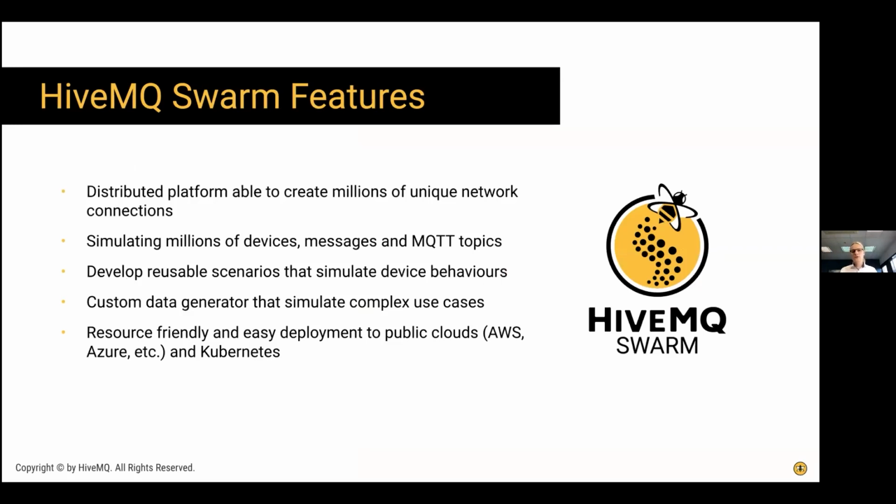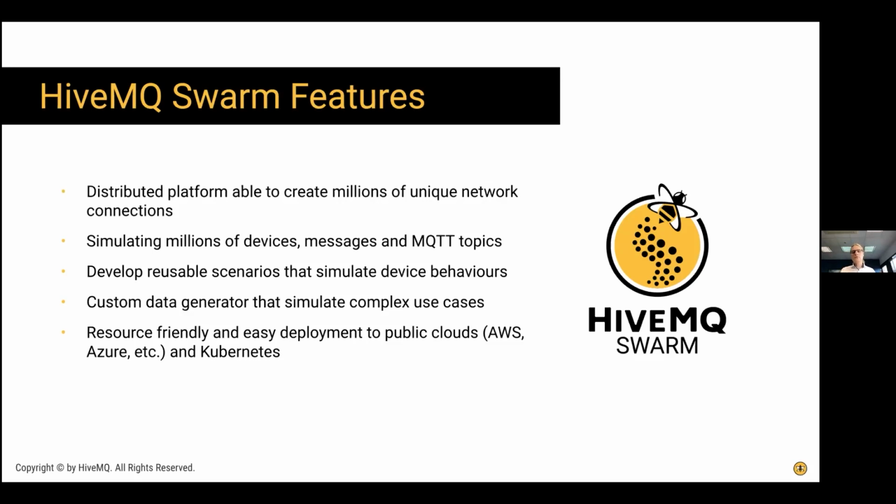your whole MQTT infrastructure. HiveMQ Swarm is a very powerful distributed platform that allows you to create millions of unique network connections for MQTT. So think about connected car scenarios, for example, where you have literally millions of devices moving around, having some behavior which is not always on the happy path, and HiveMQ Swarm allows you to simulate that. So you can test any scale up to 10 million devices, starting from one device up to literally 10 million devices, millions of MQTT topics, hundreds of thousands of messages per second, and so on.